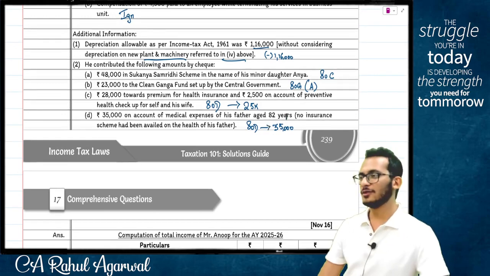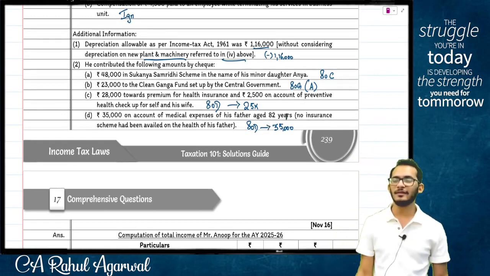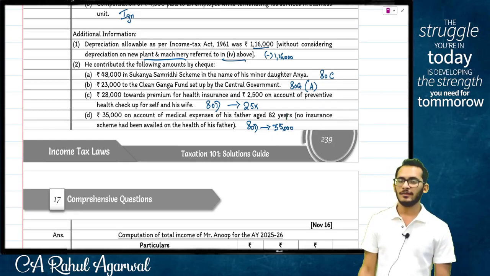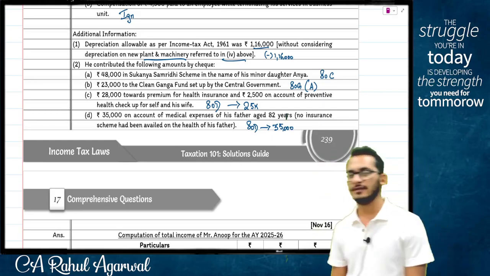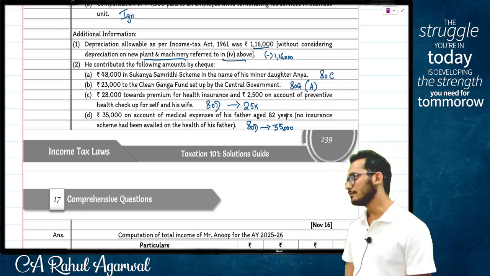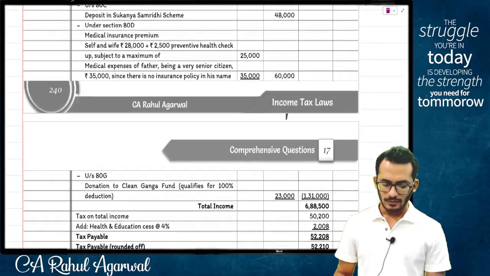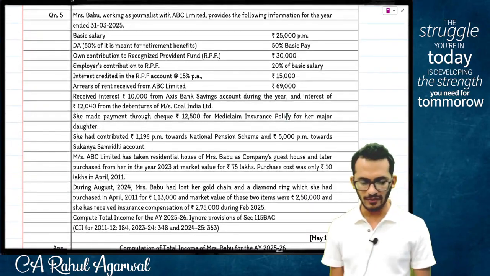The only reason I gave you this question is for you to understand the fact that when income tax says notified government securities, it is exempt. Pay attention to that. Everything else you already know. Clear? Question number 5.